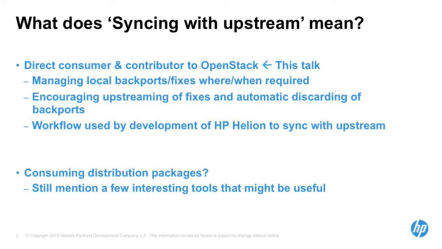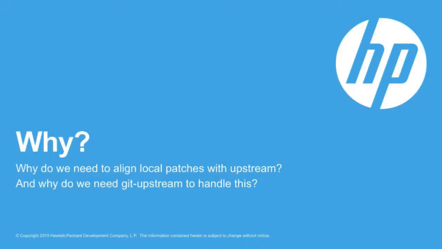So this is the workflow used by HP Helion, which just released. If you're consuming distribution packages, you might be able to use this, but you'll probably have to put something on top of it. So why do we need to align local patches with upstream? And actually, why do we even have local patches? And why do we need some special tool to help us do this?